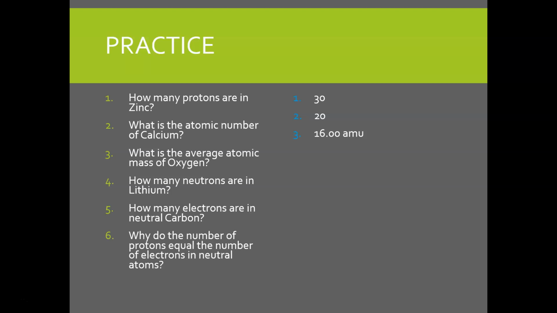Now 4 was a little trickier. It asks us how many neutrons are in lithium. The correct answer is 4.